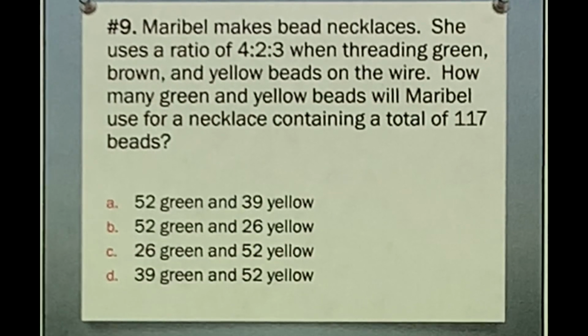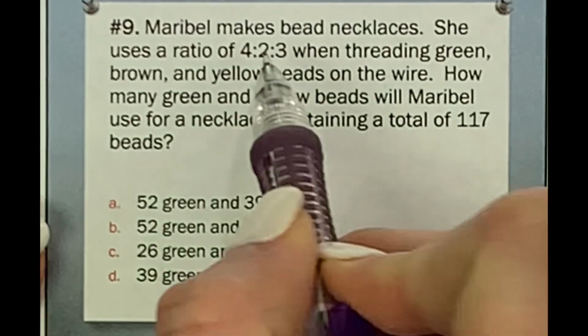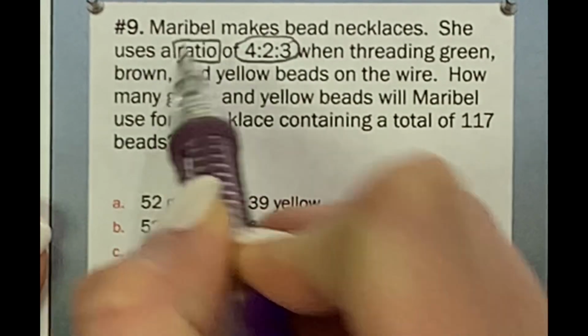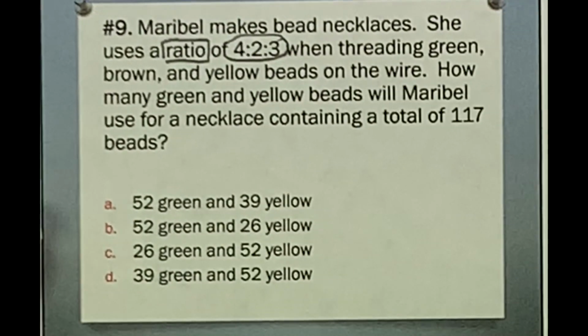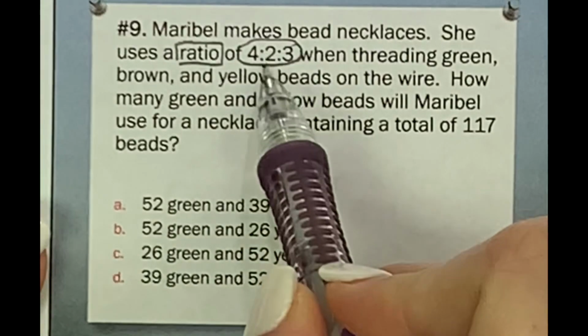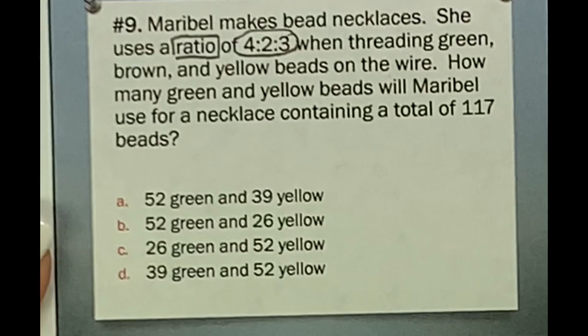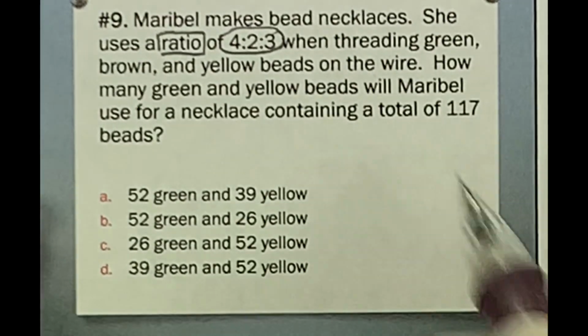Okay, so it says Maribel makes bead necklaces. She uses a ratio of 4 to 2 to 3. Here's this word again. Remember, a ratio can be written in 3 ways, either as a fraction, with colons, or with the word to. If I see the word ratio, or if they give me a ratio, that means I am doing a WKU.